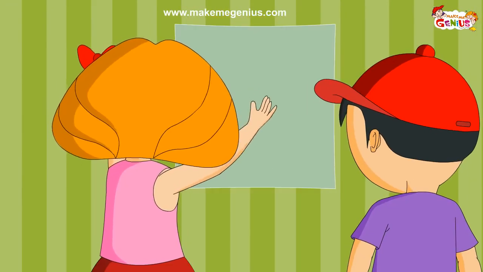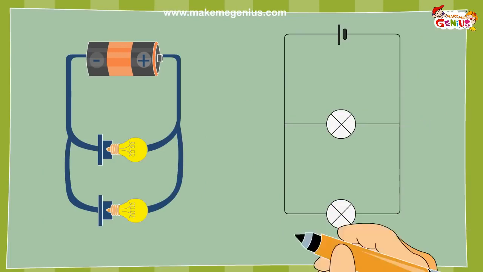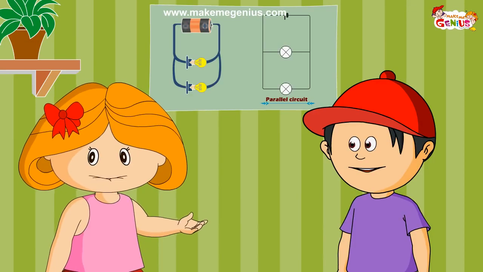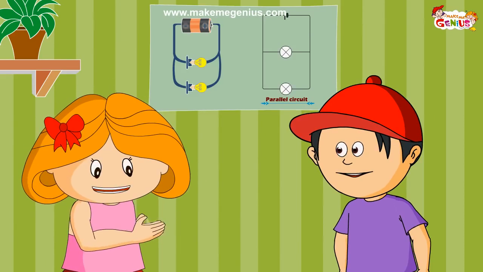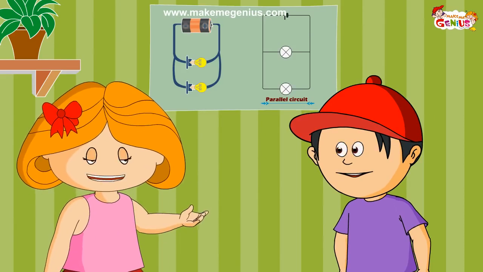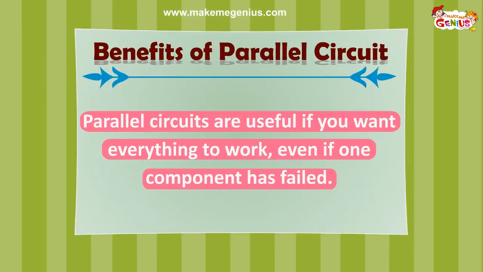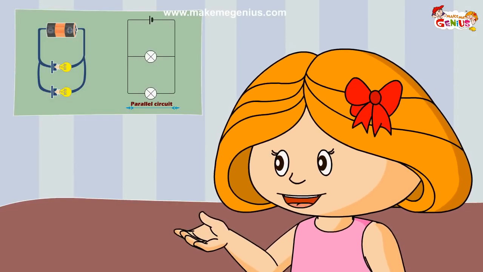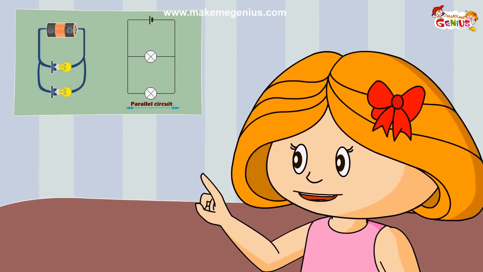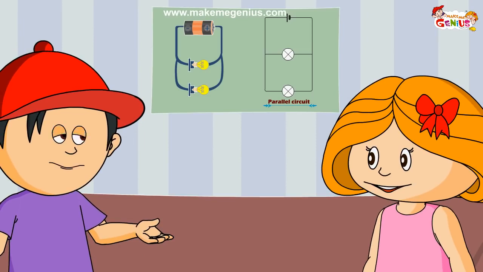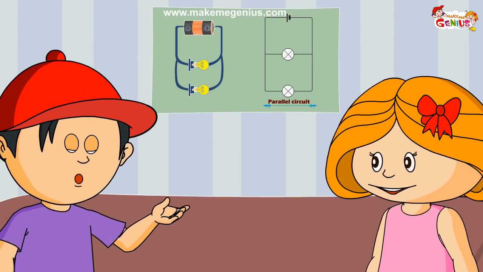Oh yes. Here it is. Is it okay? Perfect! Let's clap for your work. Now can you tell me one benefit of parallel circuit? Parallel circuits are useful if you want everything to work, even if one component has failed. This is why our homes are wired with parallel circuits. So even if one thing goes off, at least other things will continue to work.